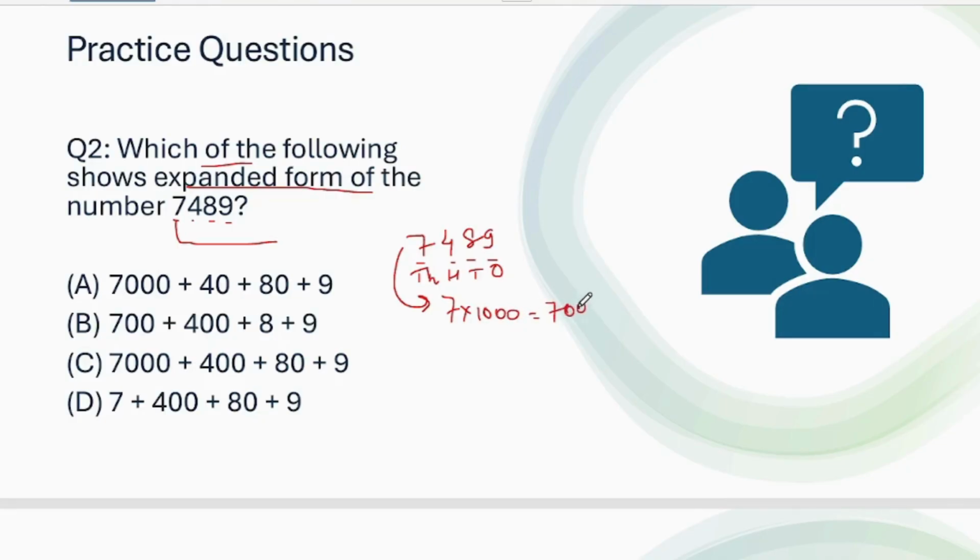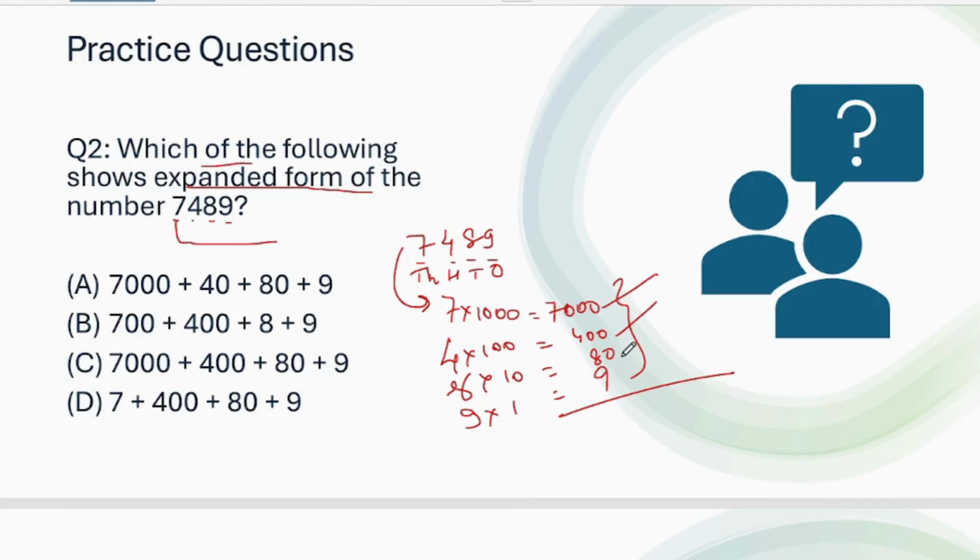is equal to 7000. 4 is at hundreds place, so 4 multiplied by 100 is equal to 400. 8 is at tens place, so 8 multiplied by 10 is 80. 9 is at ones place, so 9 multiplied by 1 is equal to 9. So the expanded form of the given number would be 7000 plus 400 plus 80 plus 9. So here you have the option 7000 plus 400 plus 80 plus 9, right? Okay, fine. So let's move on to the next question.